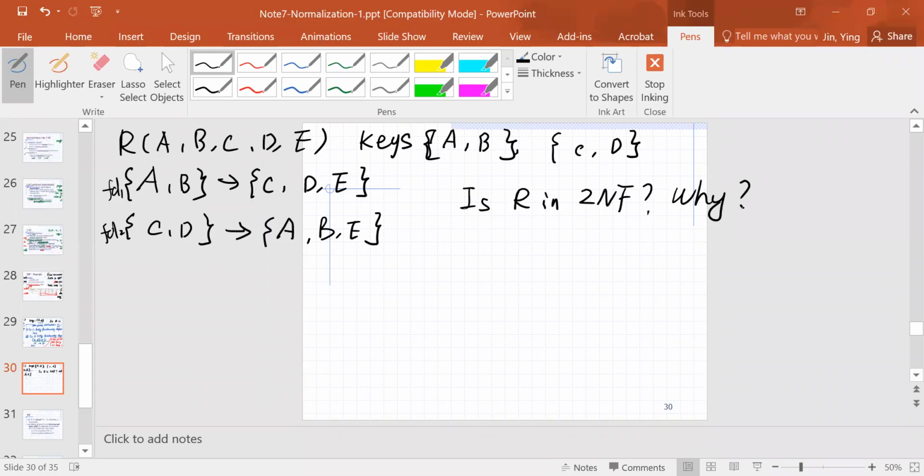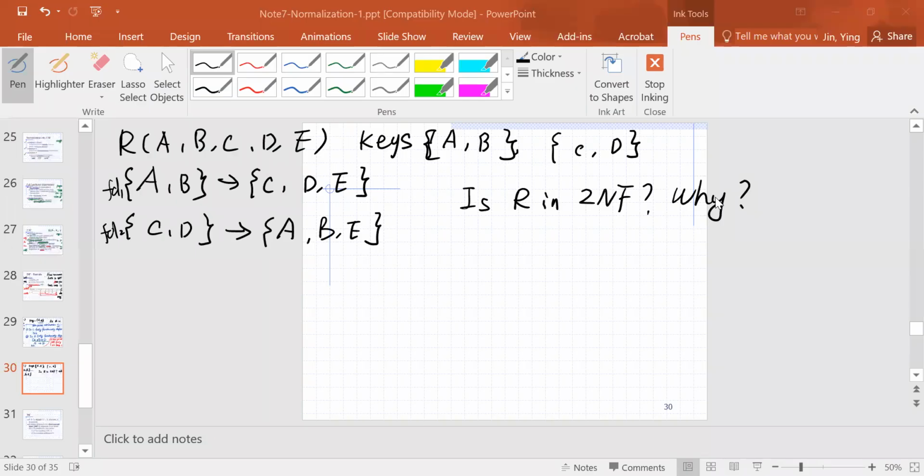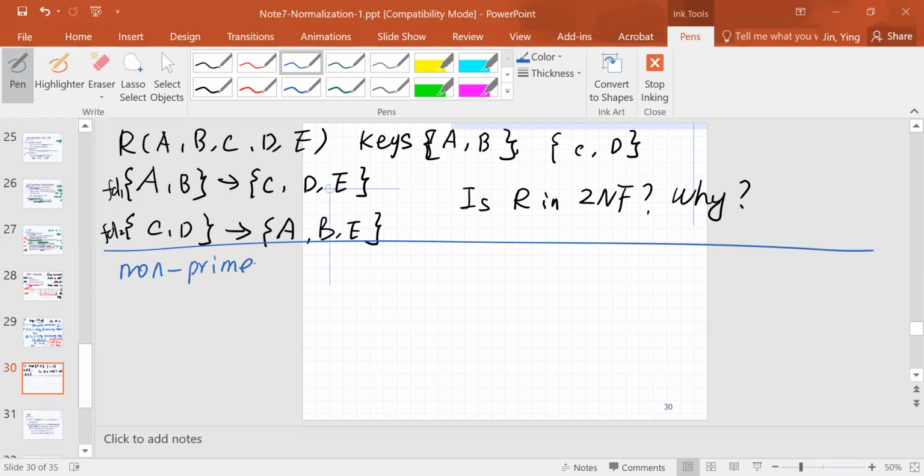Okay, I give you 4 minutes on this. So work on this and then we'll talk about the correct way to answer this. Okay, so let's take a look at this. And always our first step is to get the non-prime attributes. In this case, we only have one non-prime because AB is here, CD is here, so the only non-prime is E.